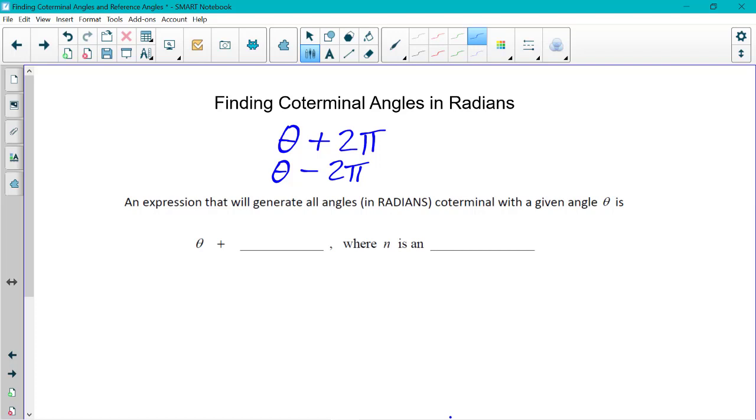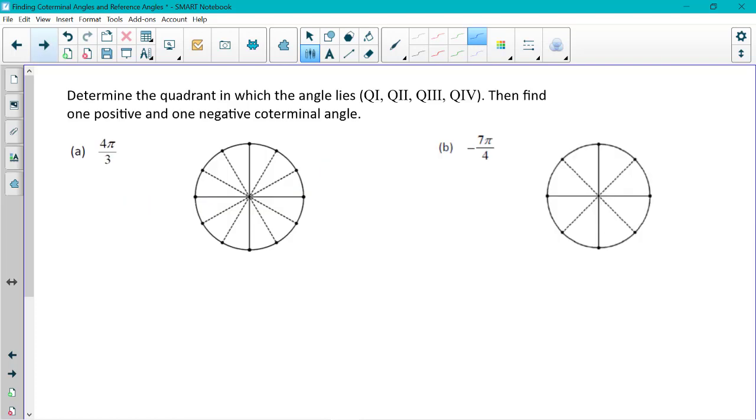So the expression that we can use to do the adding and subtracting is much like what we used for degrees. So instead of 360, we're going to take 2 pi and multiply that by an integer, n. And we're going to let n be an integer so that if n is positive, we're adding. If n is 1, we add 2 pi. If n is 2, we add 2 pi twice. If n is 3, etc. Or we can subtract. If n is negative 1, we're subtracting 2 pi. So very similar procedure. We just deal with radians and exact values.